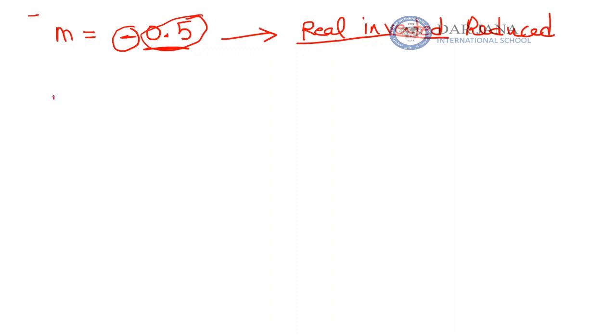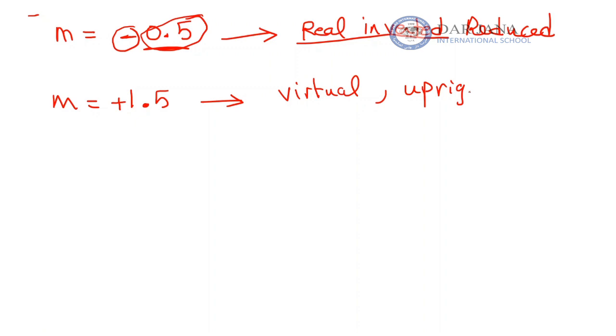Let's take magnification equal, for example, 1.5. This means since it's positive, it's a virtual image. Since it's positive, it's upright. And of course, every upright is virtual. And since it is greater than 1, it is magnified. If it is equal to 1, then it's not magnified or reduced. It's the same size as the object.